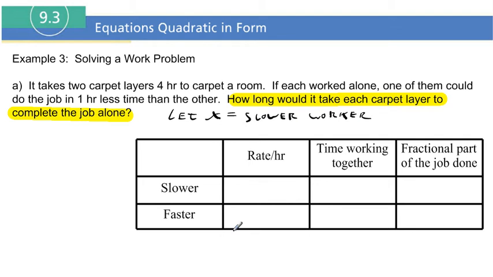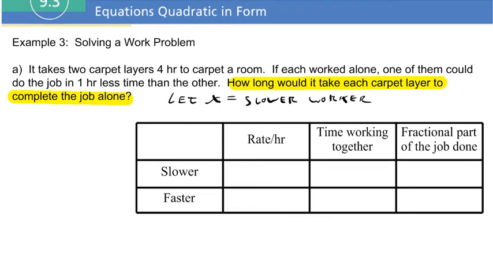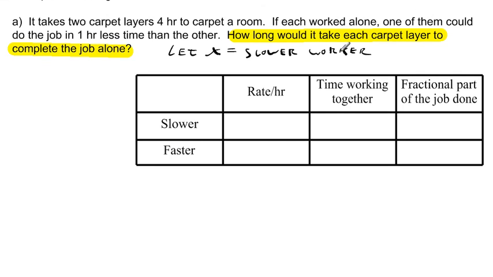What I did here was create this chart, and we're always going to use this chart when we're solving work problems. It's kind of like a template, and once we fill out all these boxes, it helps the problem go a lot smoother. So let's fill it out given the information we have up here. For the slower person, what is the person's rate per hour? The only information we know is that it takes these two 4 hours to do an entire room, and one person can do it 1 hour less.